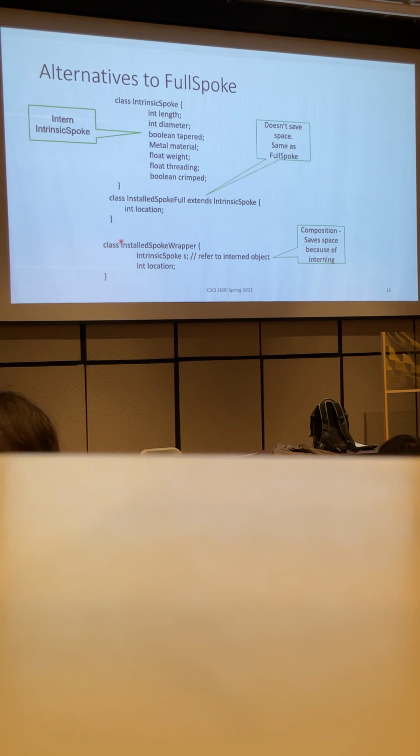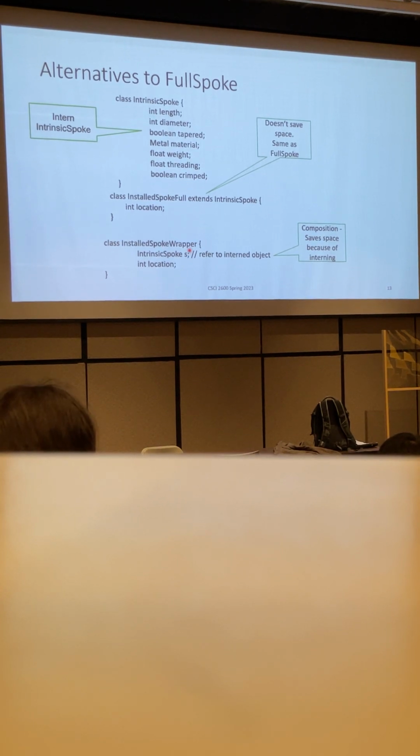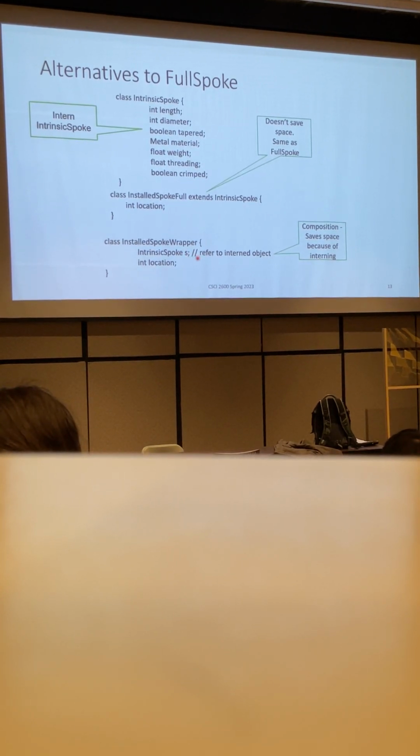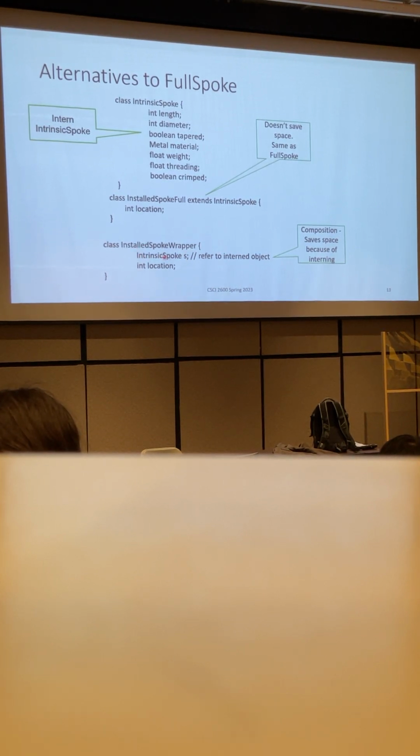Okay. So that would allow us, if the intrinsic spoke is interned, then it's going to be the same object. And we will have this installed spoke wrapper having this symbol shared across all installed spoke wrapper objects, and just the location would be different. Okay, so that would be used in space due to implementing the flyweight pattern, right? And it's flyweight because intrinsic spoke is the intrinsic state and location is the extrinsic state.